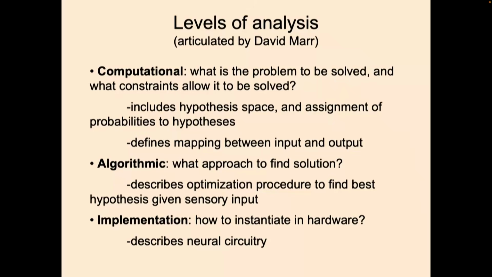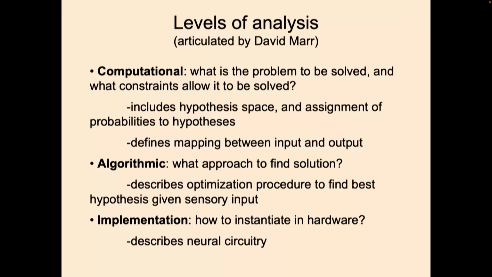Okay? So Marr distinguished between three levels of analysis. The first, and maybe the highest level, is the computational level. That involves asking what the problem is that is being solved by the system and what the constraints are that allow that problem to be solved. Defining the problem to be solved is akin to identifying the hypothesis space. What is the thing that you're trying to estimate from the sensory data? It could be the fundamental frequency, it could be where something is coming from in the world, it could be the shape of an object, right?